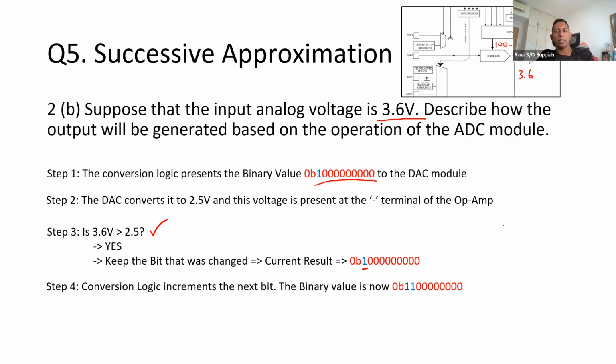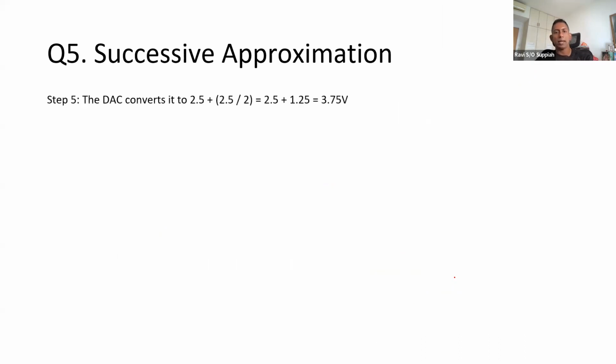Then I go on to the next bit. I do it bit by bit, starting from the most significant bit down to the least significant bit. So now I go to the next bit. This first bit I already know I'm going to keep. Then I change the next bit. When I change the next bit, the same thing happens again: I will generate a new voltage. So how do I relate the voltage to the bit position?